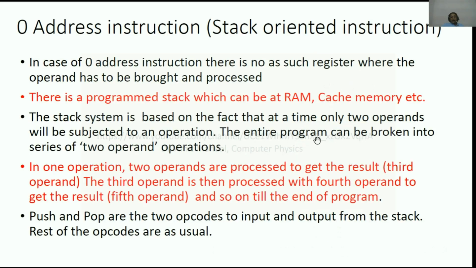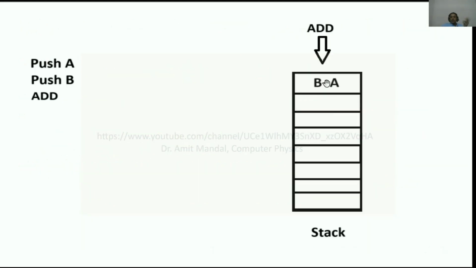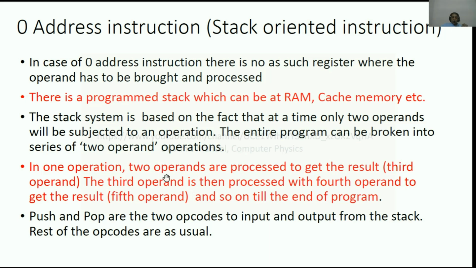So the entire program can be broken into a series of two operand operations. In one operation, two operands are processed to get the result. It will be a third operand: A, B, A plus B. This A plus B is the third operand. Then the third operand is processed with the fourth operand to get the result, and it will become the fifth operand. Then the fifth operand is processed with some other operand, we will get the sixth operand, like this. Till the end of the program we have to move like this.